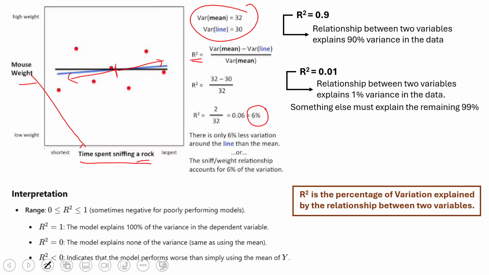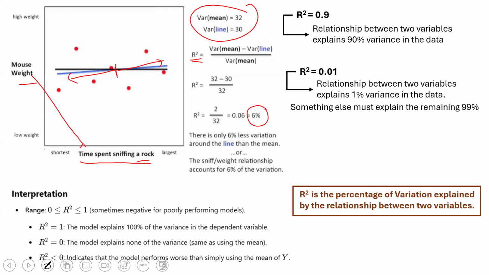Mouse size and mouse weight are interrelated. That's the reason when the mouse size is high, mouse weight will be high. As they are interrelated, most of the variance in the weight is explained by the size. Whereas in this case, they are not related to each other, and there is no relation between these two variables. So there will be very little variation explained by the time spent sniffing a rock to the mouse weight. So there is no relationship between them.